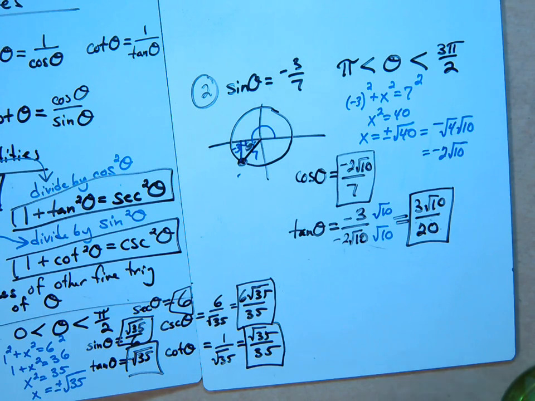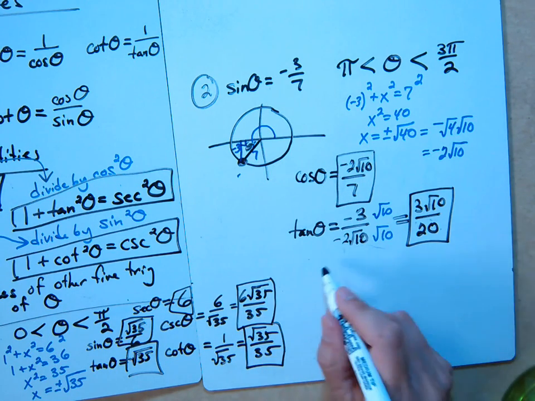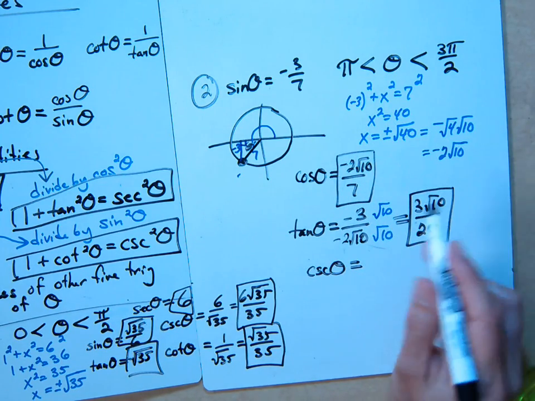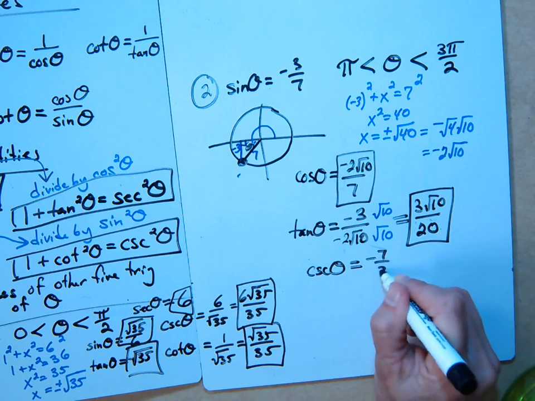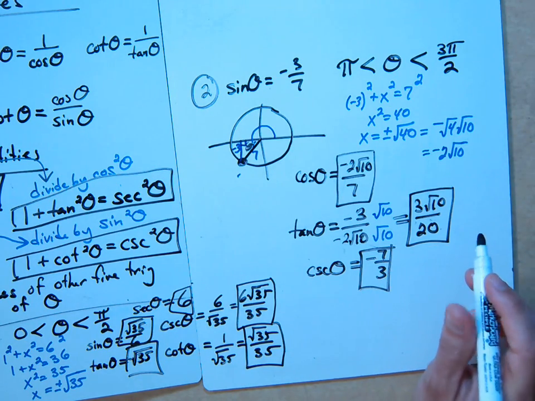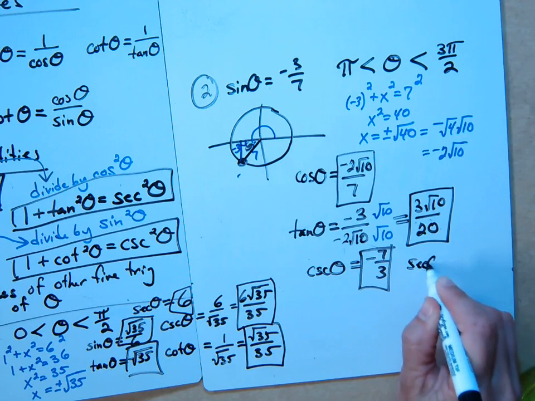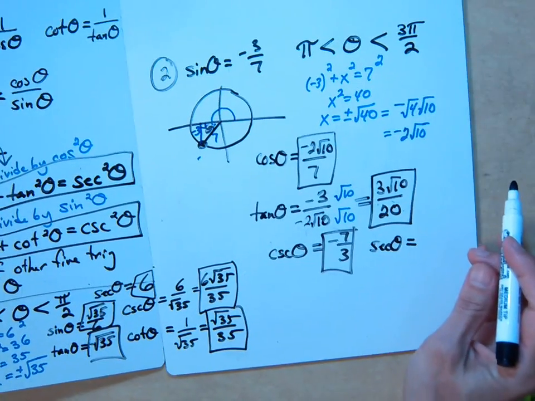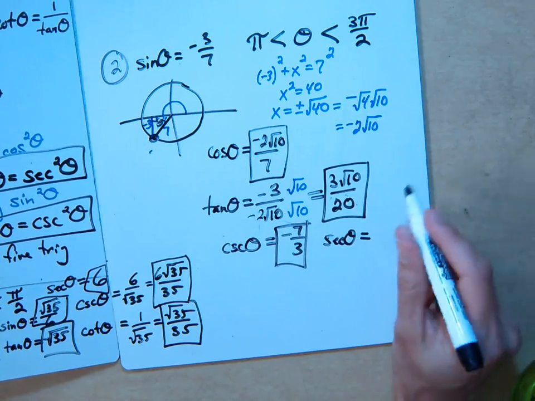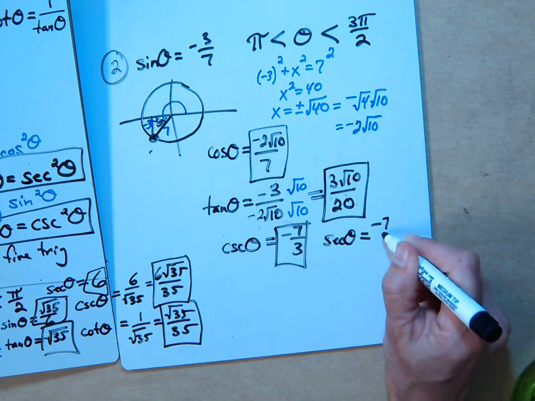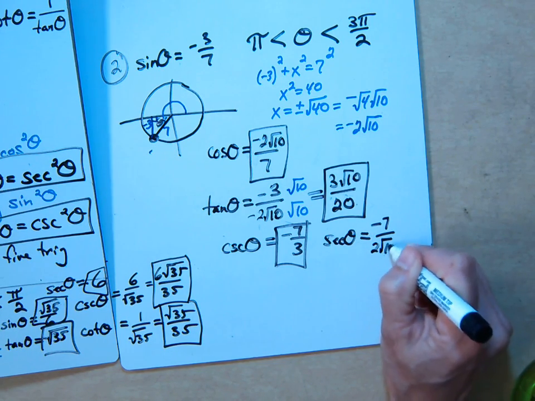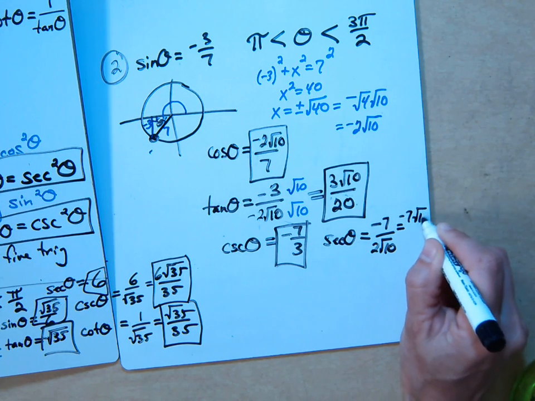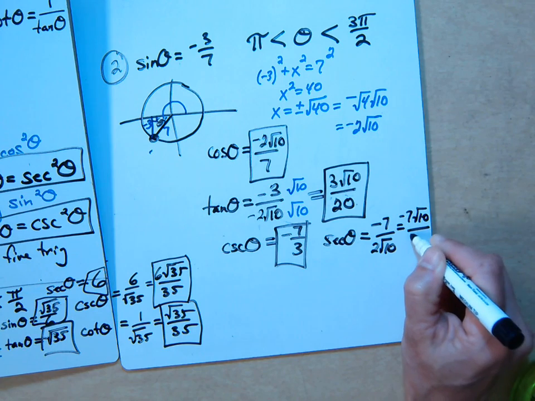Now let's do our reciprocals. For sine, we have cosecant is the reciprocal of this. What's the reciprocal of -3/7? -7 over 3. And secant is the reciprocal of this. Good. -7 over 2 root 10, which is the same as -7 root 10 over 20.